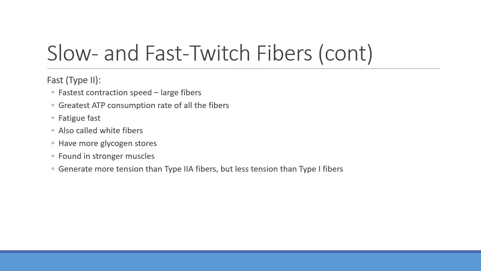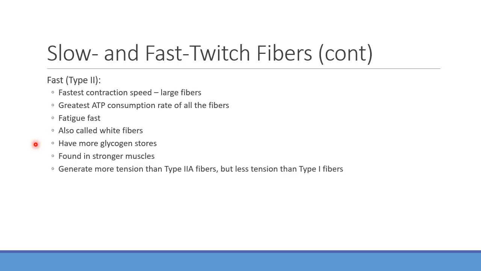These are going to have a faster contraction speed. They also have the highest ATP consumption rates. They're going to blow through things like phosphocreatine very quickly because they're going to be able to generate the fastest contractions, the most force there. However, because of that, they don't have as much ability to undergo oxidative phosphorylation, oxidative metabolism. Thus, they're going to be fatiguing pretty fast.